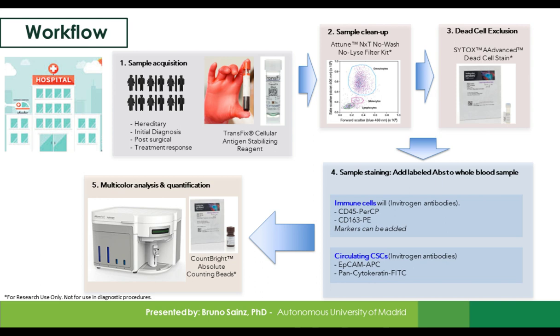And once the staining has been performed, we can run these samples very efficiently and thoroughly through the Attune NXT cytometer. We do a multicolor analysis and a quantification. You can actually quantify the number of events or the number of CTCs or circulating cancer stem cells using CountBright absolute counting beads. And in the end, obviously, including your healthy samples together with your experimental samples will allow you to gain confidence in your results and to compare the signal you receive from the experimental sample compared to the healthy sample.